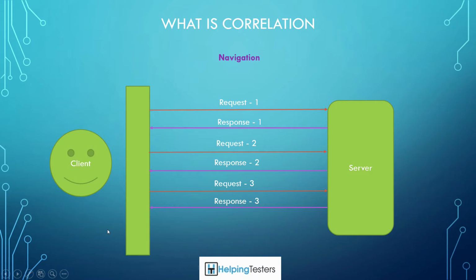First, let us understand what correlation is and how it would be handled in LoadRunner. So if you look here, we have two entities. One is the client and another one is the server. The navigation for a flow goes like this. The very first thing is the client requests the server. We call it request one, and for request one we get a response. We call it response one.